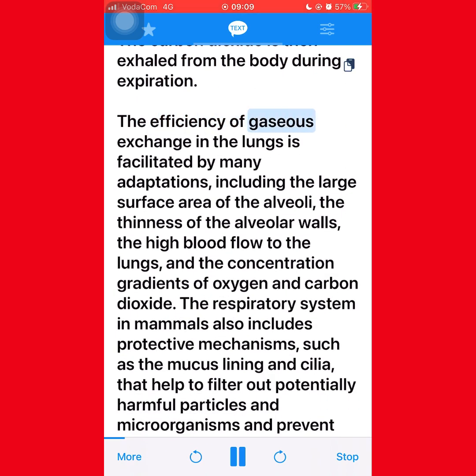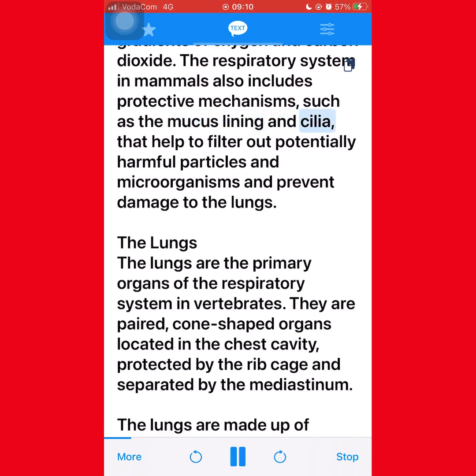The efficiency of gaseous exchange in the lungs is facilitated by many adaptations, including the large surface area of the alveoli, the thinness of the alveolar walls, the high blood flow to the lungs, and the concentration gradients of oxygen and carbon dioxide. The respiratory system in mammals also includes protective mechanisms, such as the mucous lining and cilia, that help to filter out potentially harmful particles and microorganisms and prevent damage to the lungs.